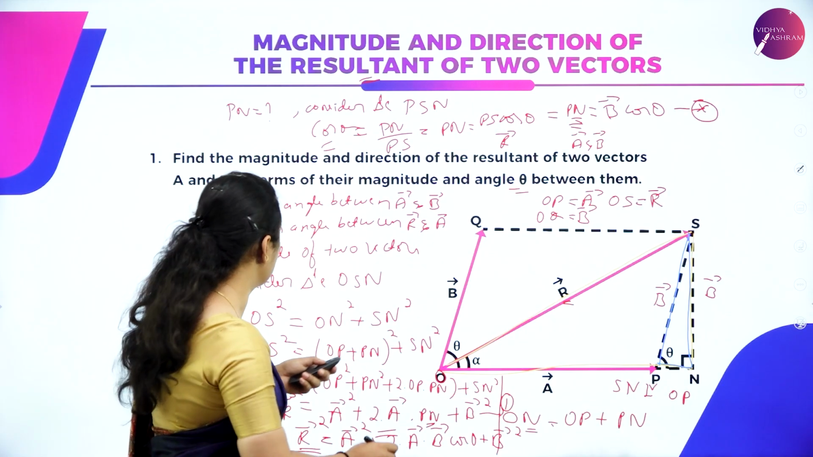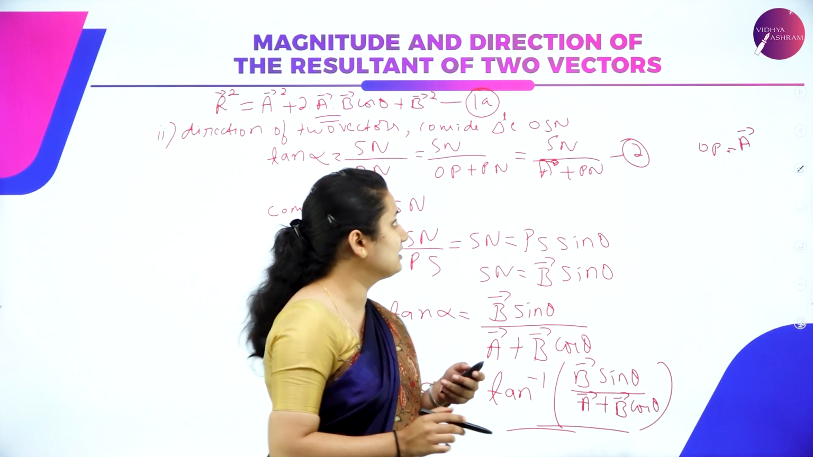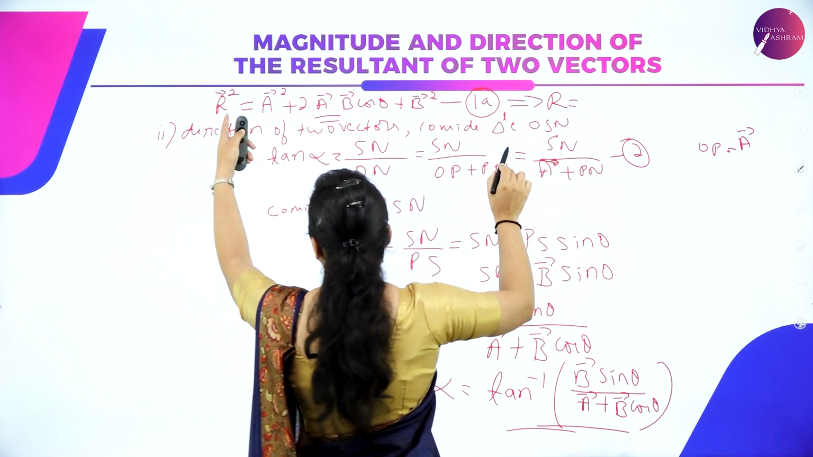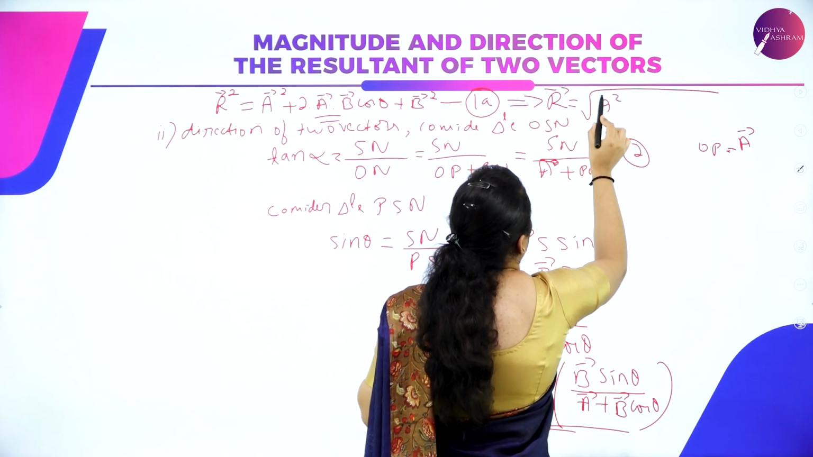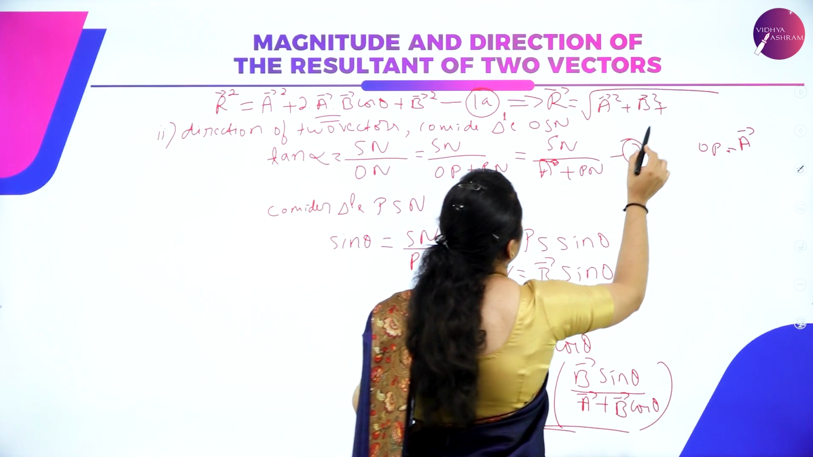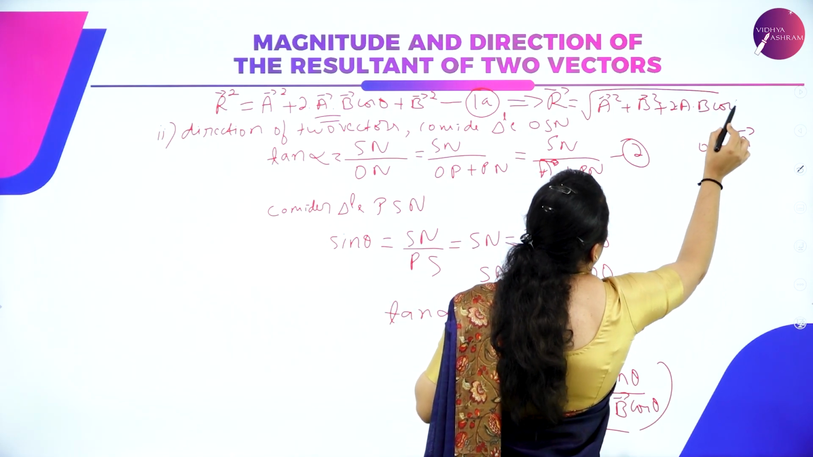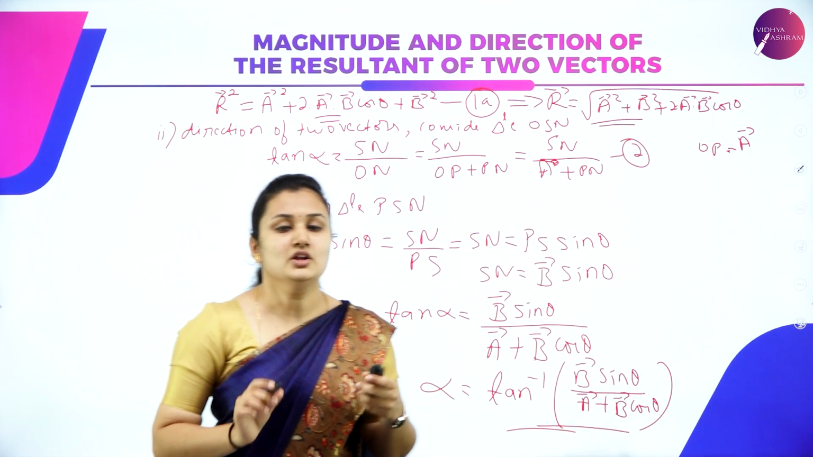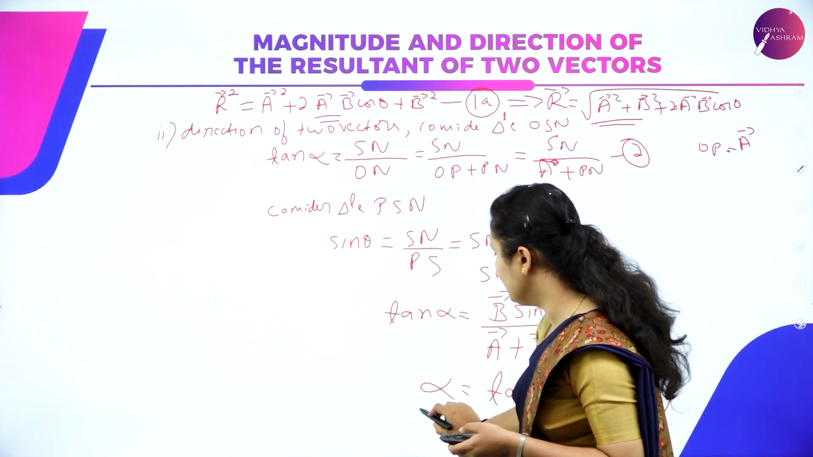If you want to find the magnitude of two vectors, then this is the equation for finding magnitude. You can also simplify this equation to R is equal to, taking the square root to the RHS, square root of A square plus B square plus 2AB cos theta. You can also write it by shifting the square root. So these are the two equations for finding magnitude and direction.